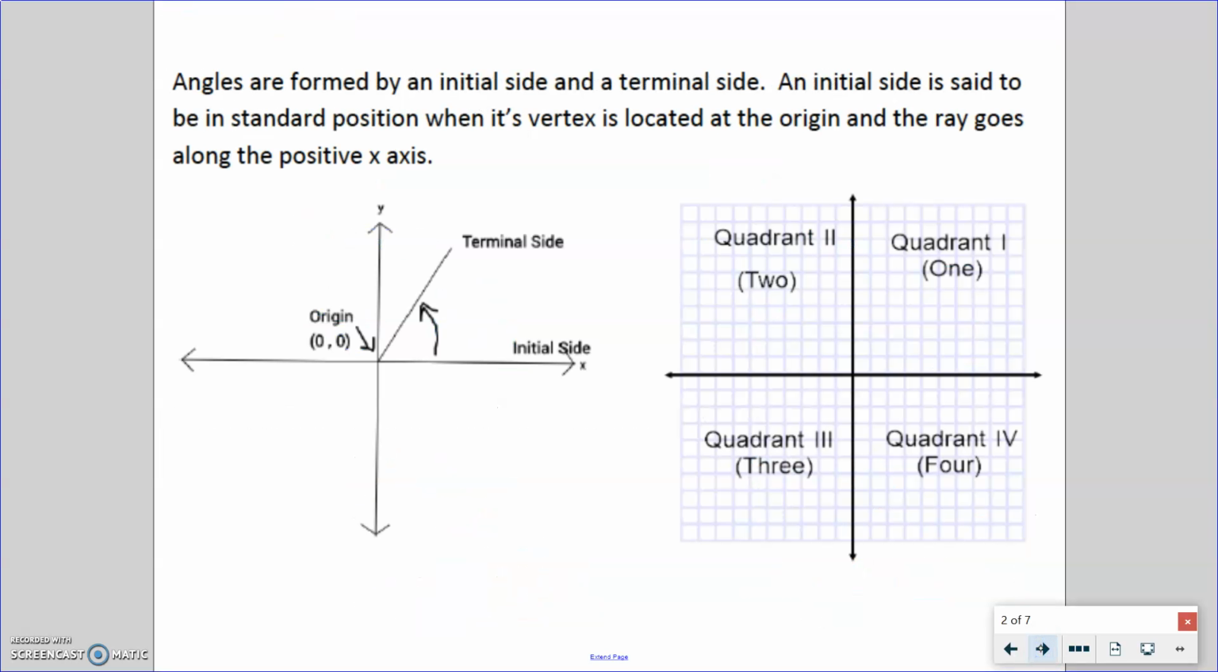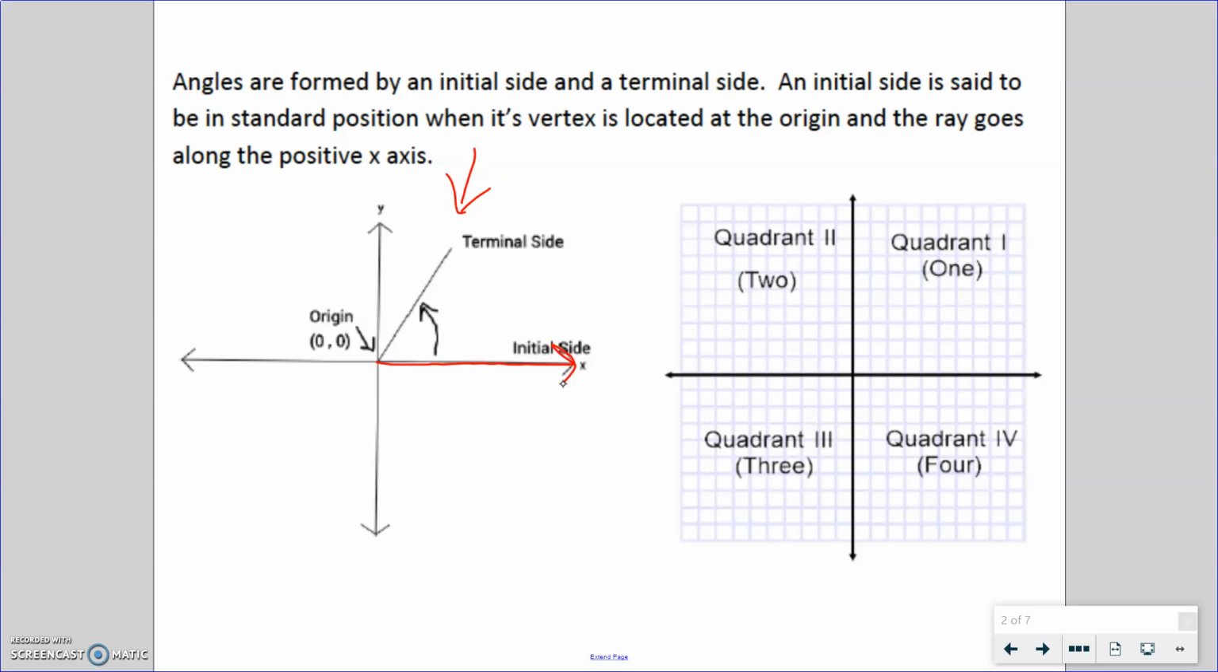concept. All right, so angles are formed by an initial side and a terminal side. Those are kind of vocabulary words. An initial side is said to be in standard position when its vertex is located at the origin and the ray goes along the positive x-axis. So here's a picture of what I'm talking about here. The initial side is almost always going to be that line right there, at least when it comes to what we're going to be talking about with trig concepts, okay?